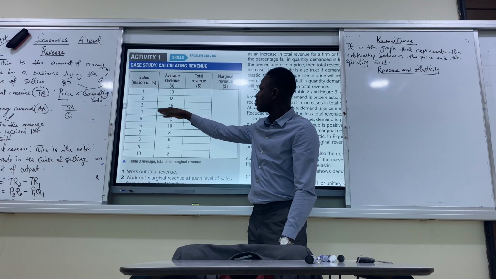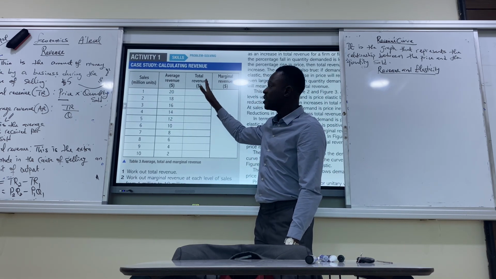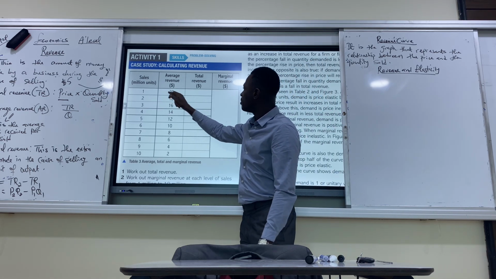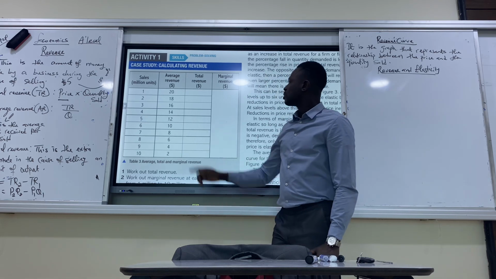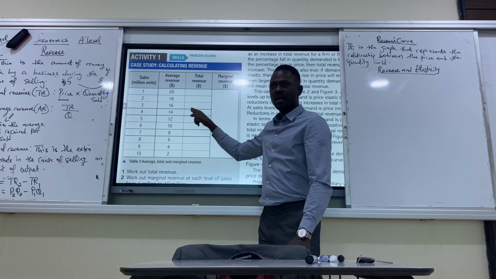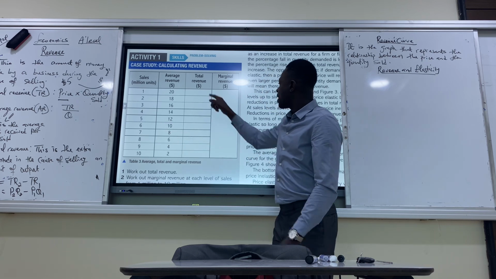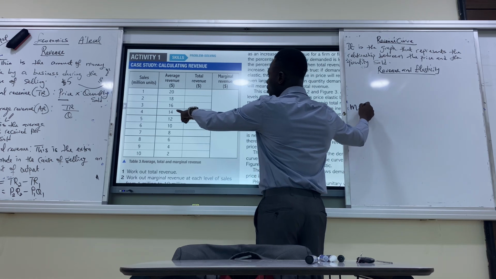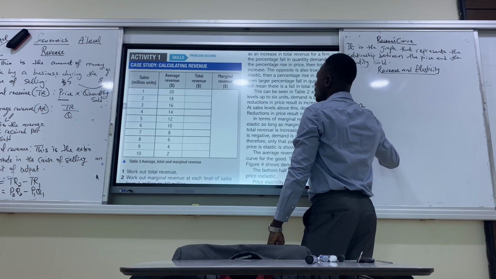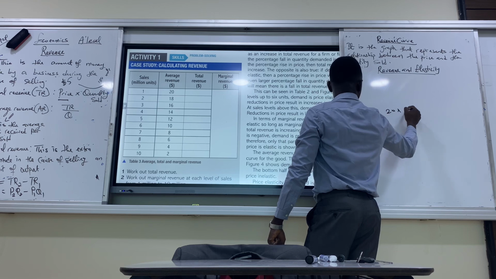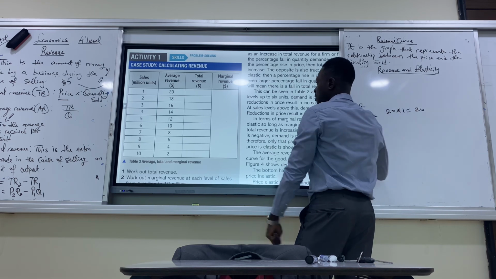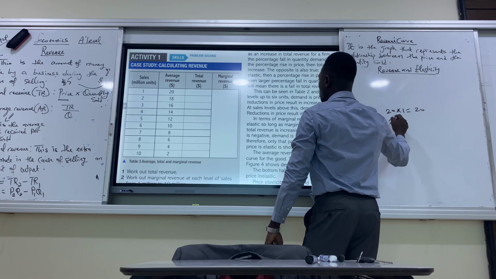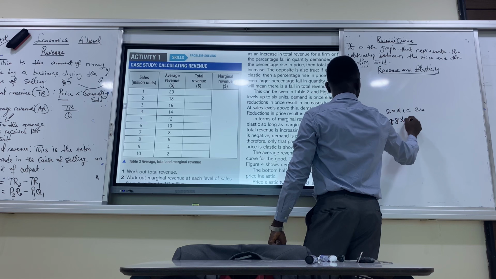Here we have the sales, we have the average revenue. We are told to find the total revenue and the marginal revenue. Here, our average revenue is this, so total revenue will be this multiplied by this. 20, 18, and so on. For the first one, for 1 unit, we have total revenue to be 20 multiplied by 1, which is 20. Then for the second one, for 2, we have 18 multiplied by 2, which is 36.